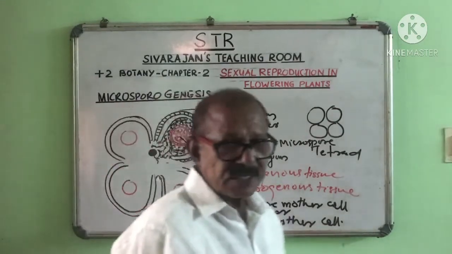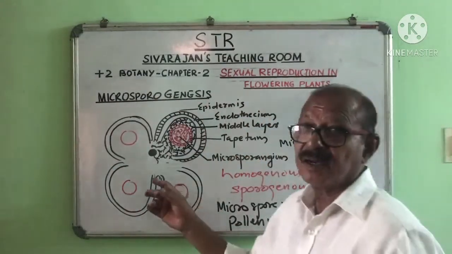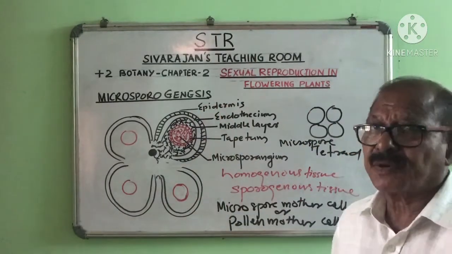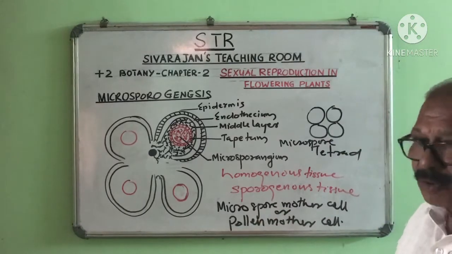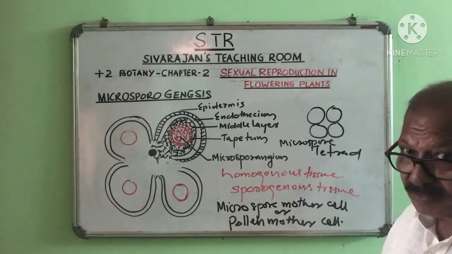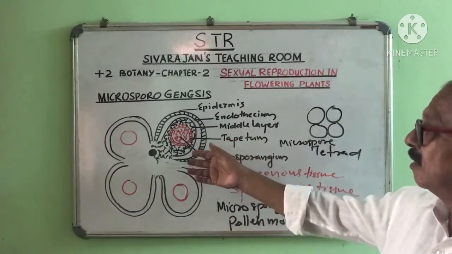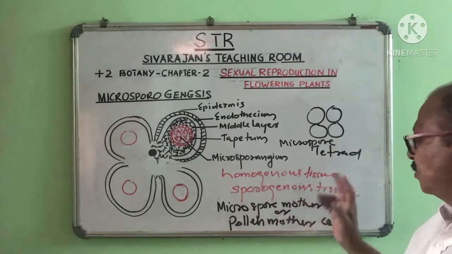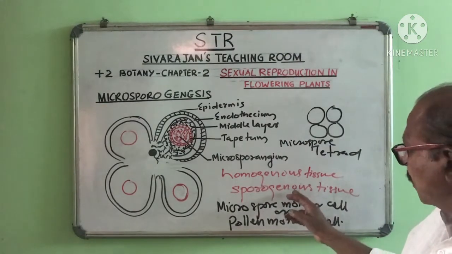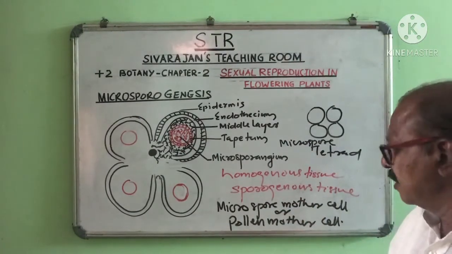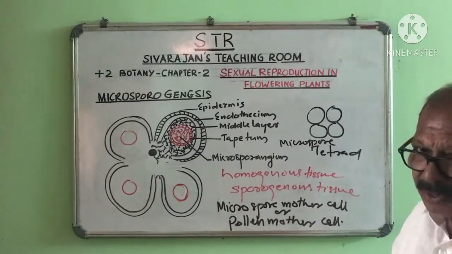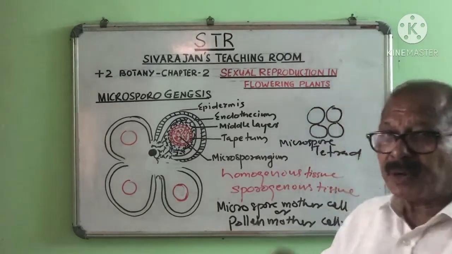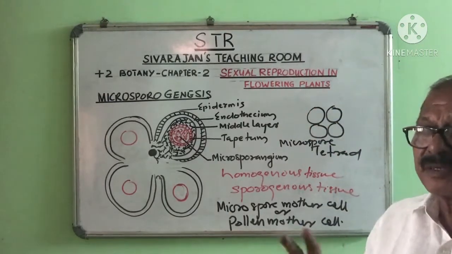So what is microsporogenesis? Microsporogenesis is the process of formation of microspores or pollen grains from the microspore mother cell or pollen mother cell after meiosis. Once again, the microsporangium has a homogeneous tissue called sporogenous tissue. The cells in the sporogenous tissue undergo differentiation and become microspore mother cells or pollen mother cells. These cells are diploid. They undergo meiosis and 4 haploid cells are produced.